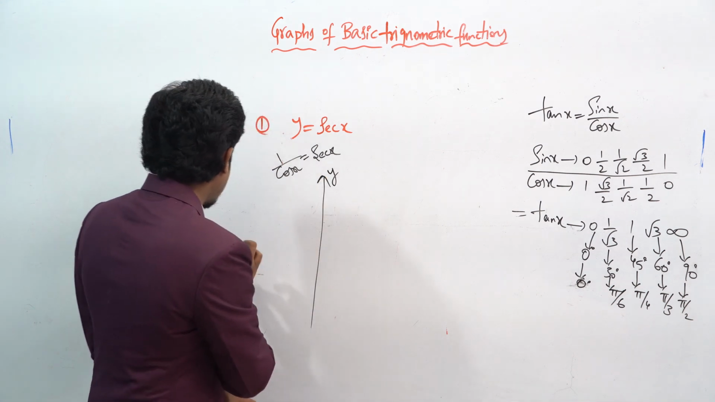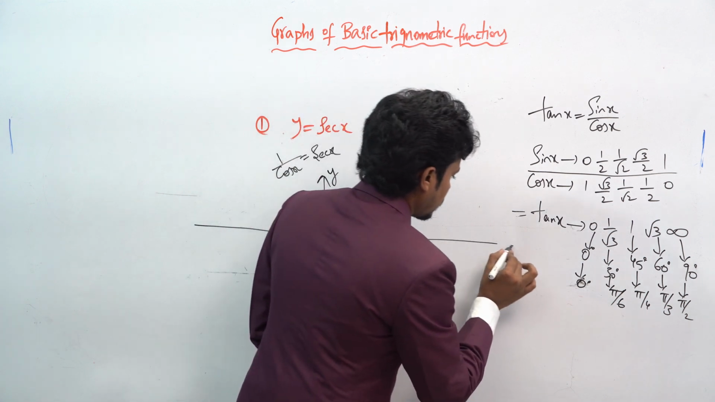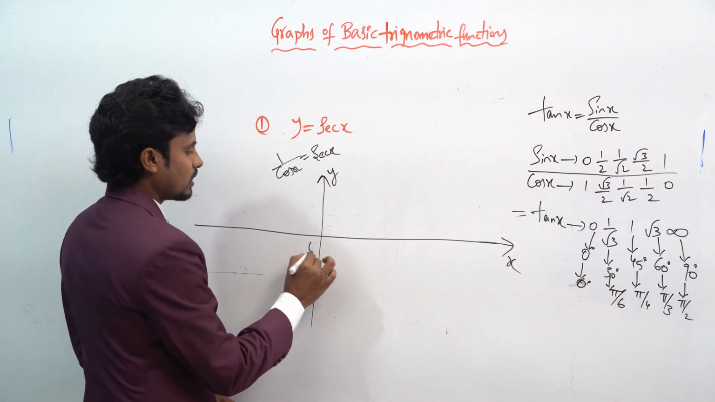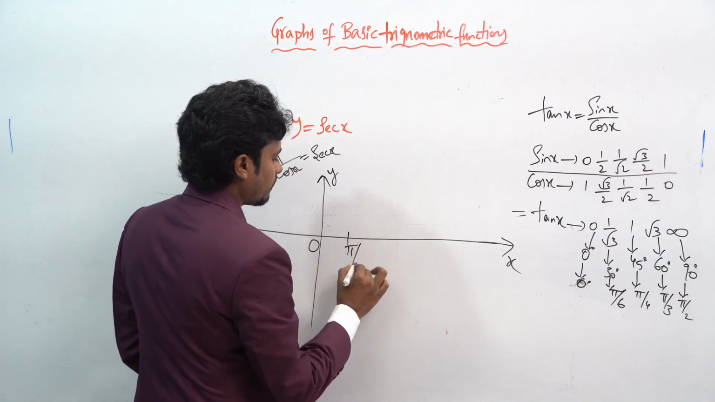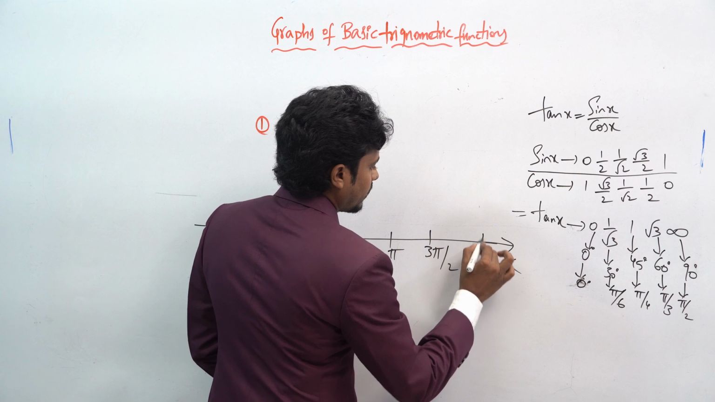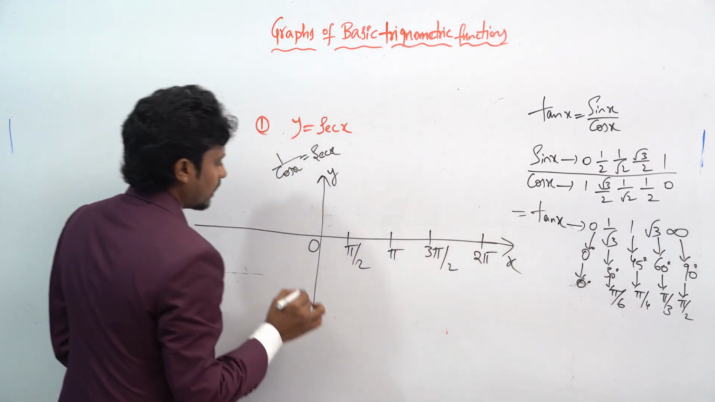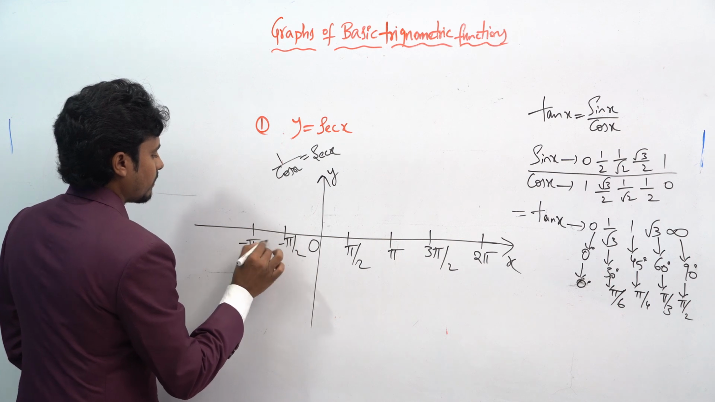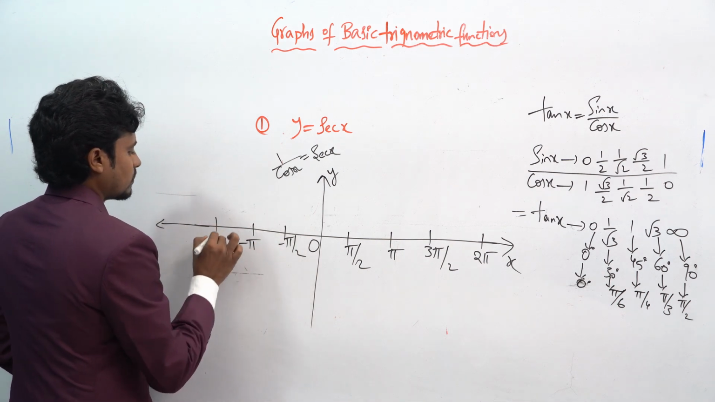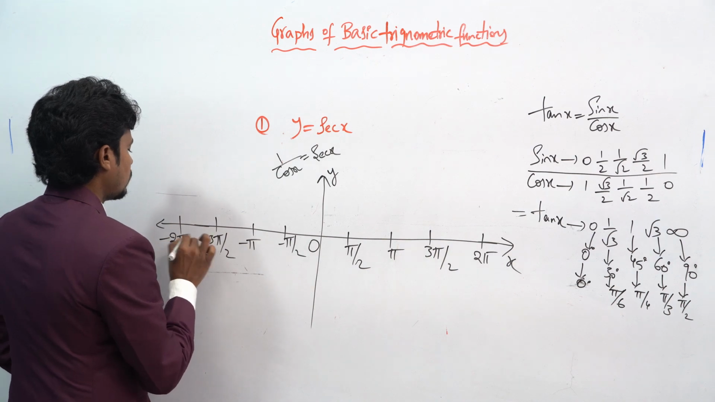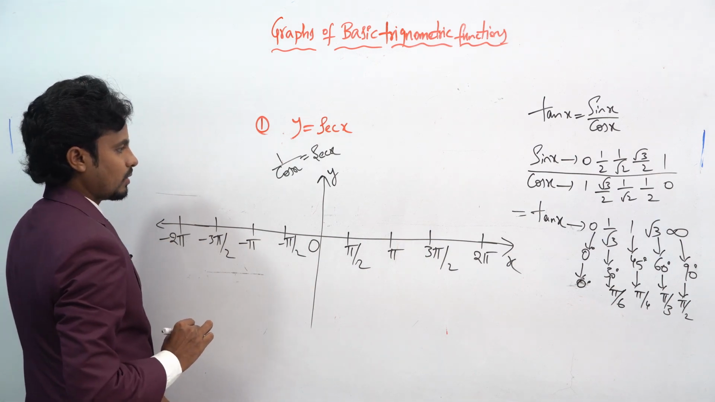This will be the y-axis, this will be the x-axis. Here this will be 0, this will be pi by 2, this will be pi, and this will be 3 pi by 2, and here this will be 2 pi, and here also minus pi by 2, minus pi, minus 3 pi by 2, and this will be minus 2 pi.